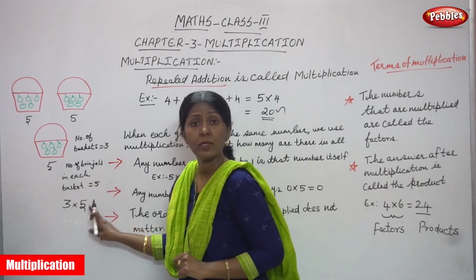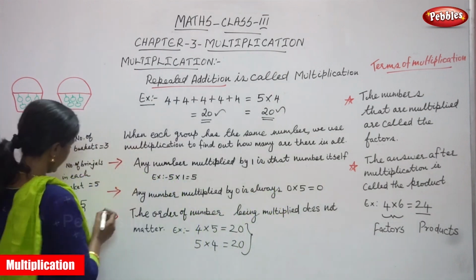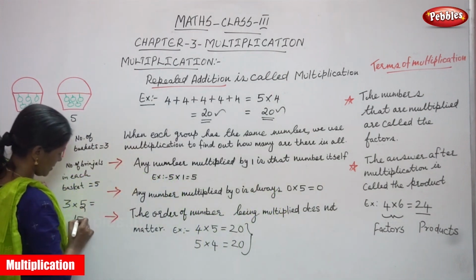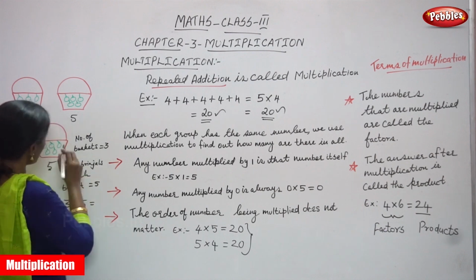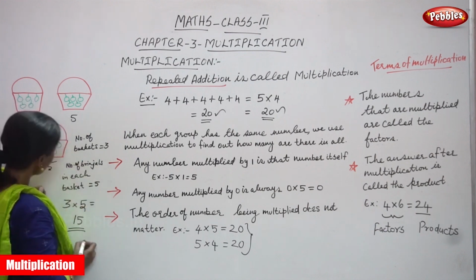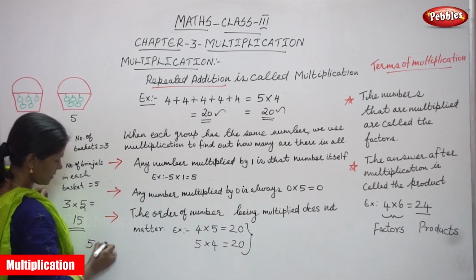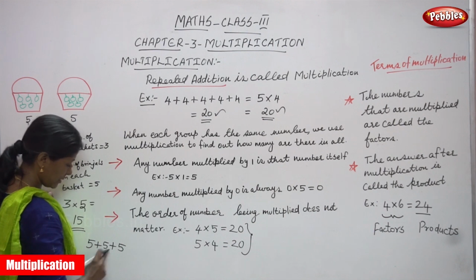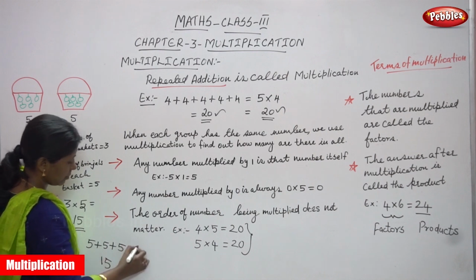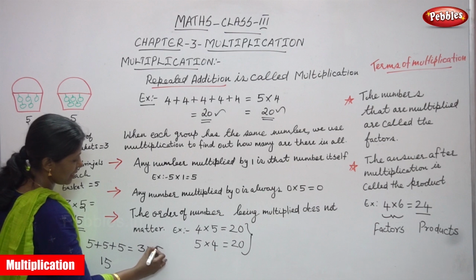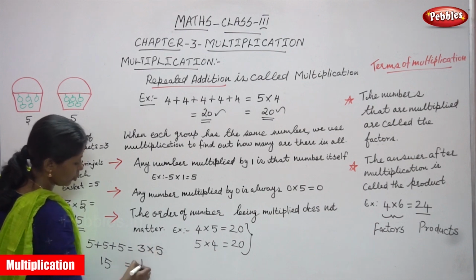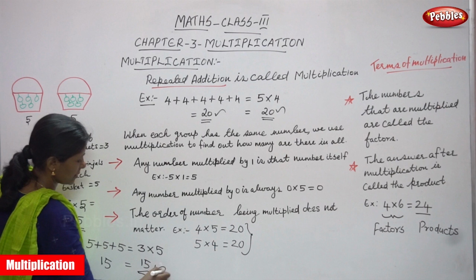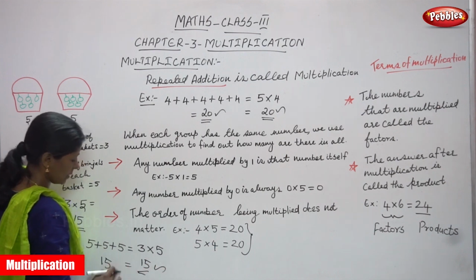So 3 into 5, what can you get? The answer is 15. Otherwise, you can write the repeated addition, that is 5 plus 5 plus 5. 5 plus 5 is 10, 10 plus 5 is 15. So 3 baskets and 5 brinjals in each basket, you can get 15. So both answers are correct.